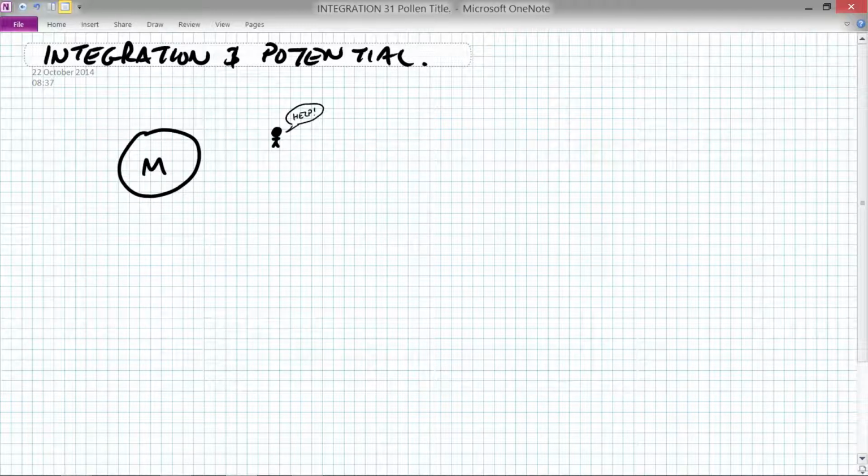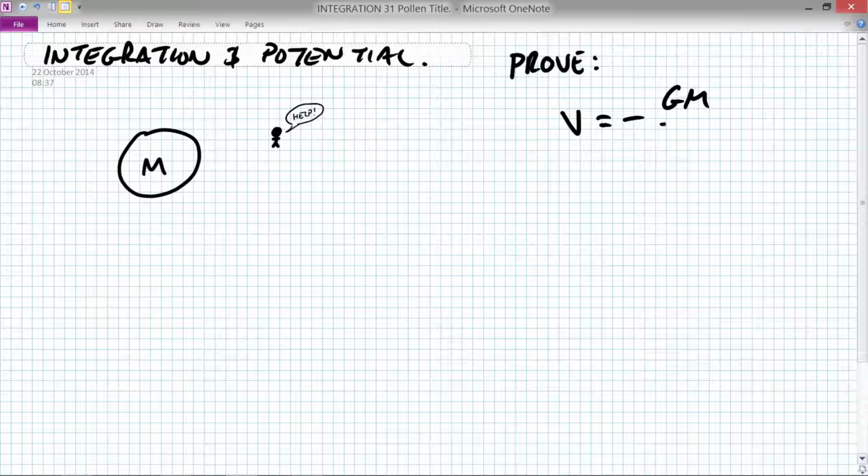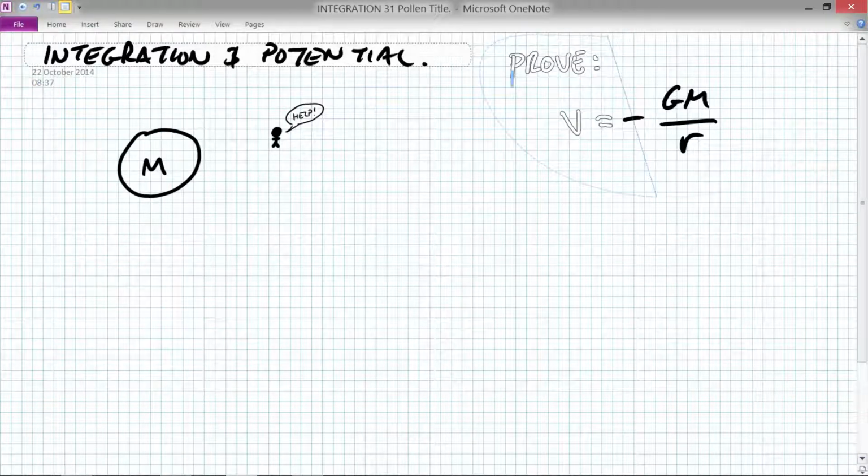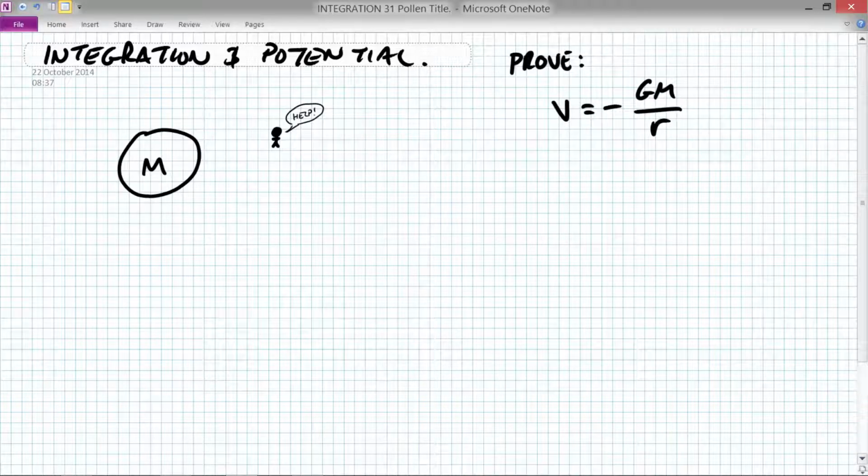Hey guys, I said that I'd give the mathematicians a little bit of a proof. So today I'm going to prove a bit more rigorously that the potential is equal to minus big G m over r. Now when I did this in the last video, I kind of lied a little bit to you. The argument I made wasn't really mathematically rigorous. It does work.